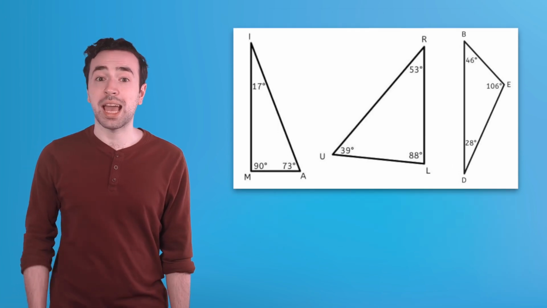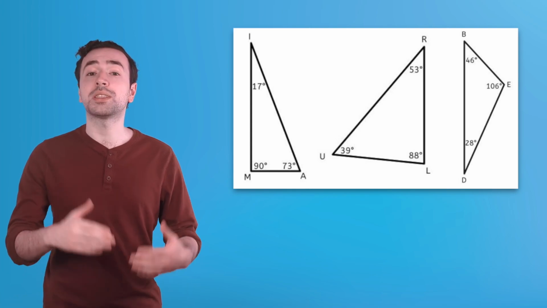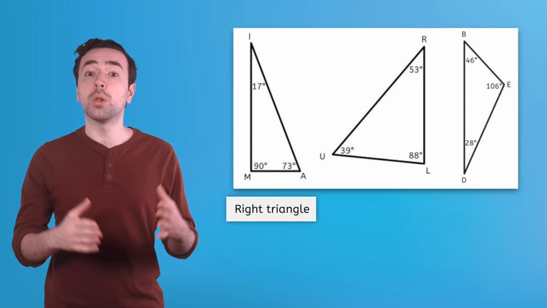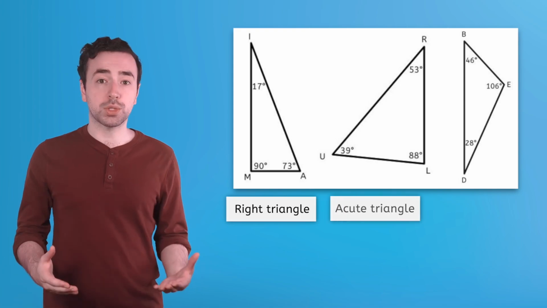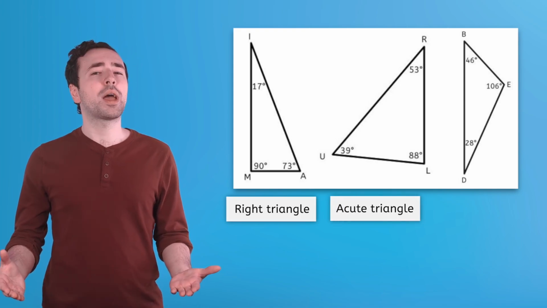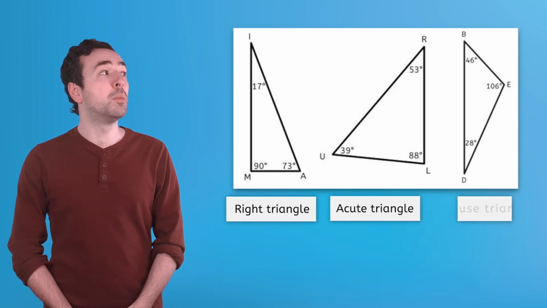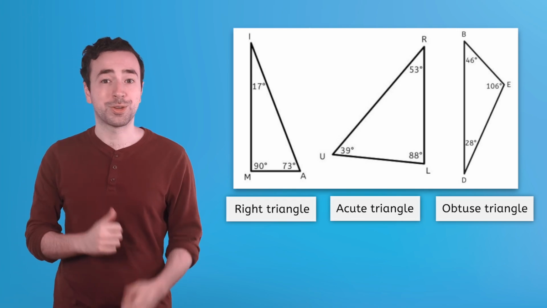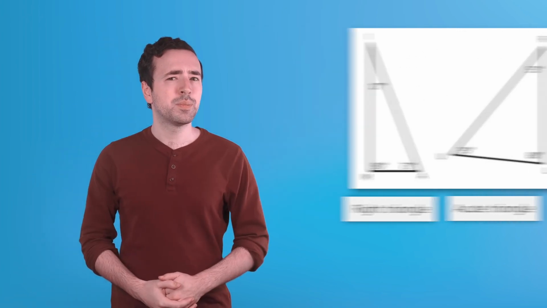Triangle MIA has one right angle, so it's a right triangle. Triangle URL is all acute angles, so it's an acute triangle. And lastly, triangle BED is an obtuse triangle because it's got one obtuse angle. Great work with these triangles. But do you think you could handle classifying a triangle where you don't know all the angle measures? We need to be able to do that in order to figure out the correct brace for our treehouse.